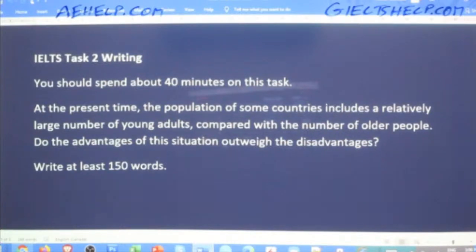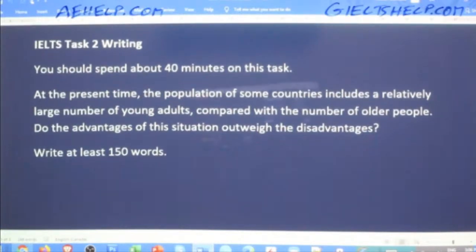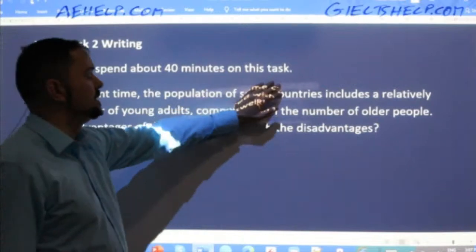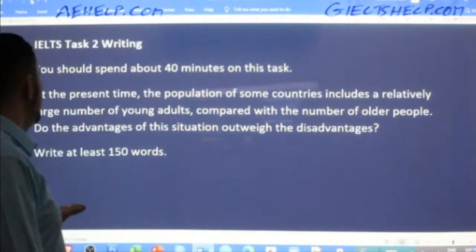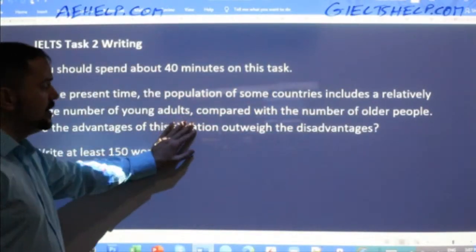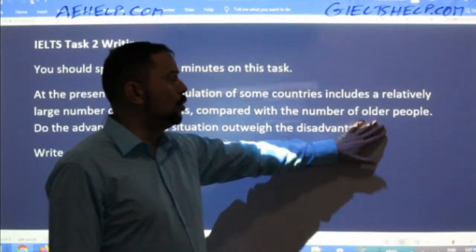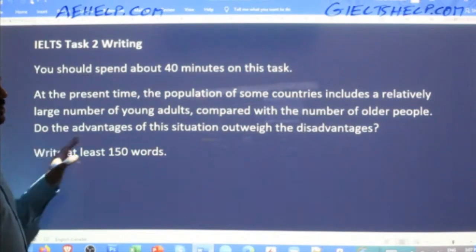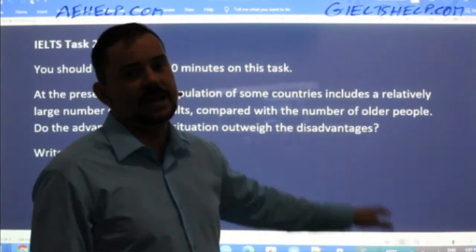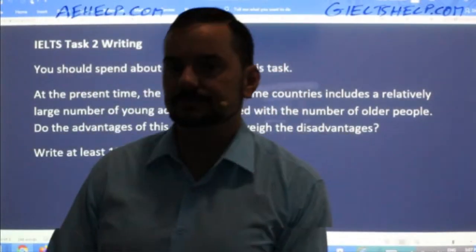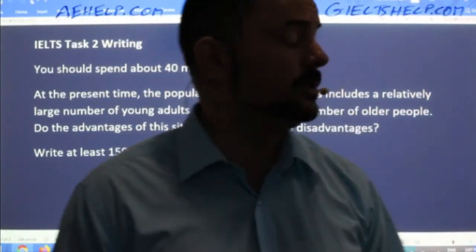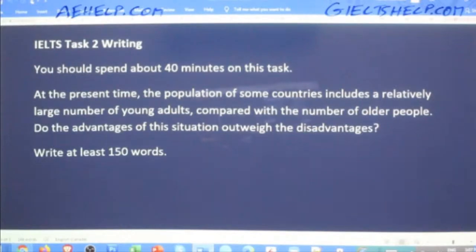All right, so here we go with the question. Again, this was sent to us by one of our students. Let's take a look. So IELTS Task 2 writing, you should spend about 40 minutes on this task. At the present time, the population of some countries includes a relatively large number of young adults compared with the number of older people. Do the advantages of this situation outweigh the disadvantages? So are there more positives to this than negatives? That's what you're asked to answer. That's what you have to give your response for. So always be really careful about this last question here.